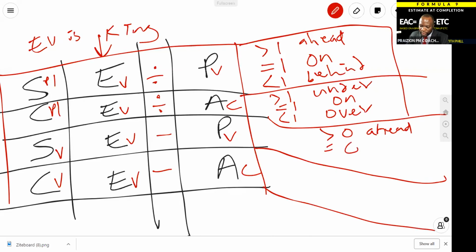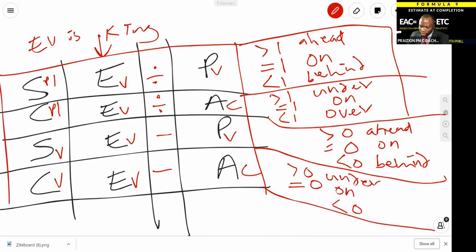Equal to 0 means you are on schedule, and less than 0 means you are behind schedule. For the CV, greater than 0 means you are under budget. Equal to 0 means you are on budget, and less than 0 means you are over budget. In other words, like negative numbers. So if you can get this down, you will be able to answer a number of questions on the PMP exam successfully. All right. And with that, my friends, we have come to the end of the cost management section.